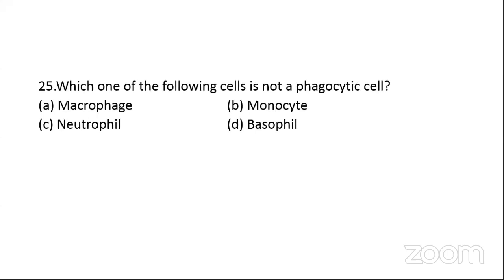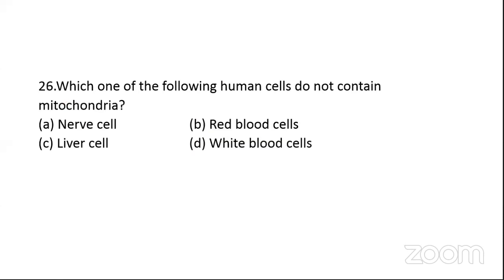Then, which of the following cells is not phagocytic? Answer. See, macrophage and monocyte are almost the same. Monocyte will only transform into a macrophage, then neutrophils. So it is basophil, which is the correct answer. Then, which of the following human cells do not contain mitochondria? It is the red blood cells. The red blood cells do not have a nucleus, endoplasmic reticulum, or Golgi, and they do not have mitochondria. That is why they're usually called corpuscles.